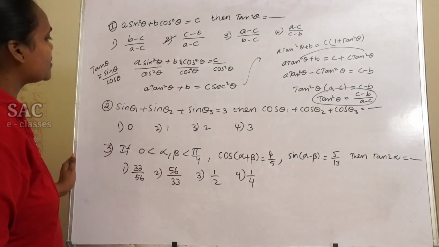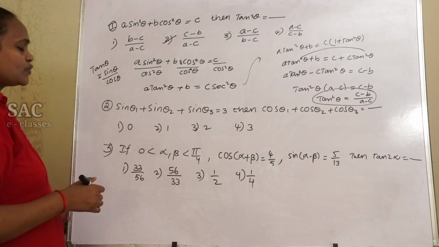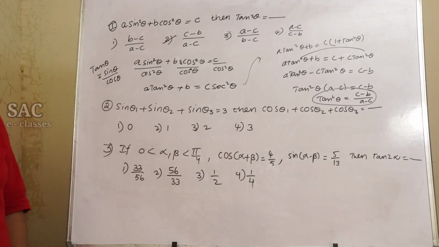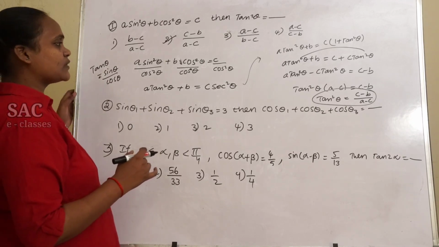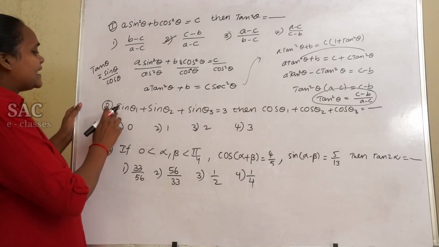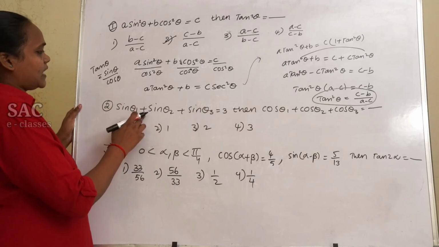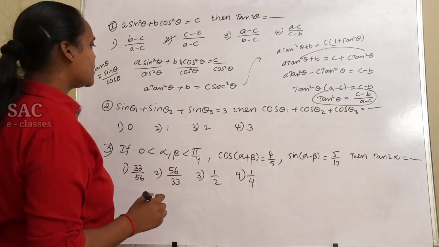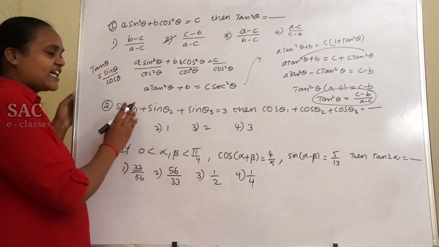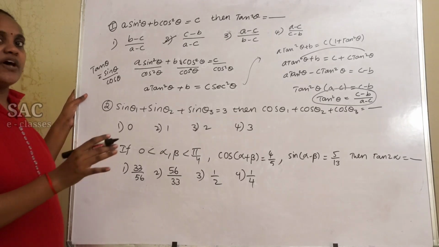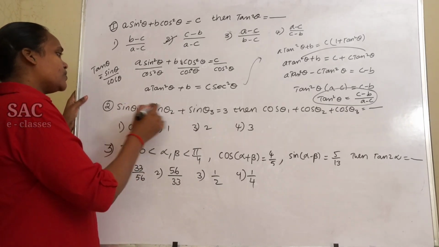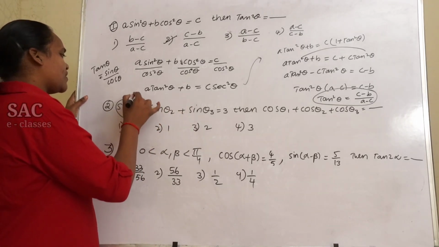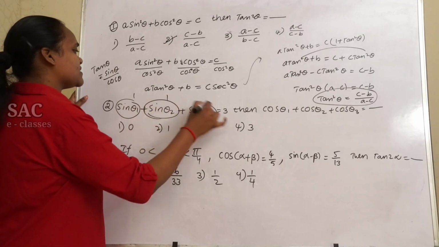Then option 2 is the correct one. Let's move to problem number 2, which is given in EAMCET 2004. Sin theta 1 plus sin theta 2 plus sin theta 3 equals 3 is given. We all know that sin has a maximum value of 1. So 3 means each of these is the maximum, 1.